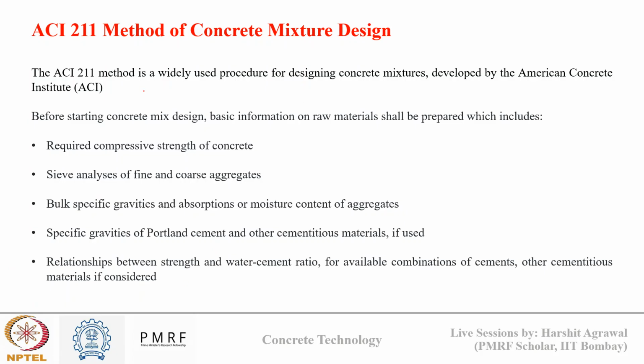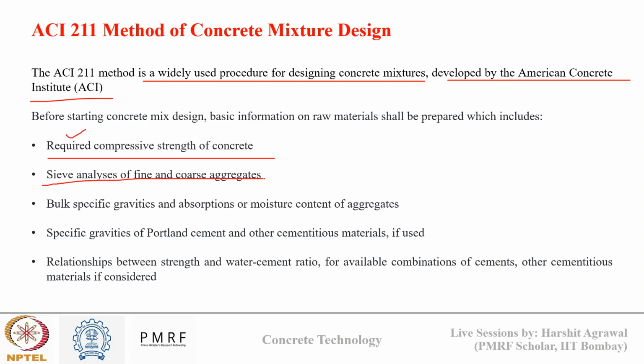The ACI method is a widely used procedure for designing concrete mixtures, which was developed by the American Concrete Institute. Now, before starting with the steps involved in the ACI method of mixture designing, we must know some basic information of the raw materials which we are using and the concrete which we need to prepare. This information includes the required compressive strength of concrete. Sieve analysis data of fine and coarse aggregate should be known to us. Bulk specific gravity and absorption or moisture content data of aggregate should be known to us.